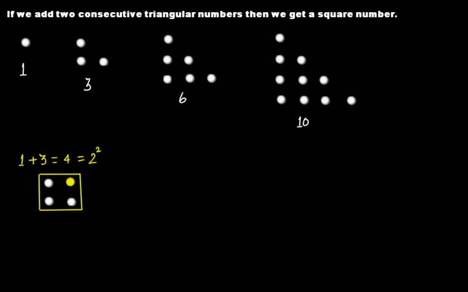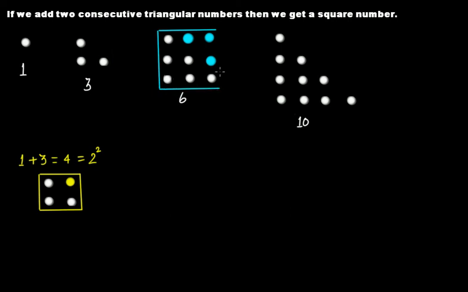Okay, now let's add 3 and 6 together. When we add 3 and 6 together, I'm going to take this dot and put it here. Then I'll take this dot and put it here, and then this dot and put it here. So you can imagine that you have actually rotated it and fit it here, right? Now, again, if you see, this is a square.